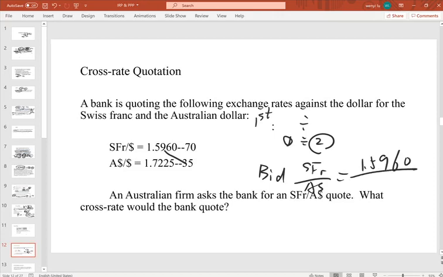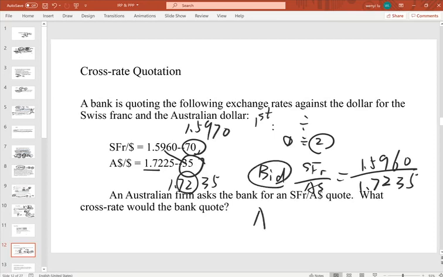So we must use 1.5960 or 1.7235. You can see even this number does not include all the digits, but it is a small figure. The first two numbers should be the same as our bid price, so that will also be 7235. If you want to write the whole number, it will be 1.5970. That's for bid. For the ask price, it should be 1.5970 divided by 1.7225. That's bid and ask.